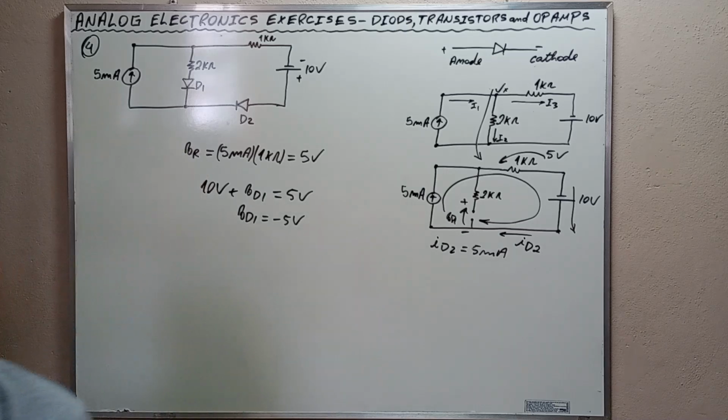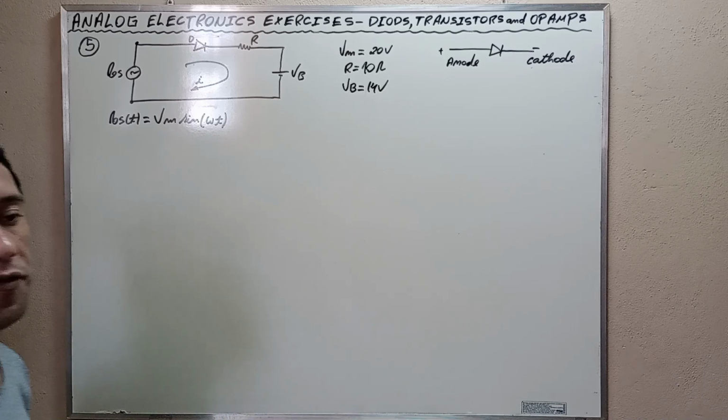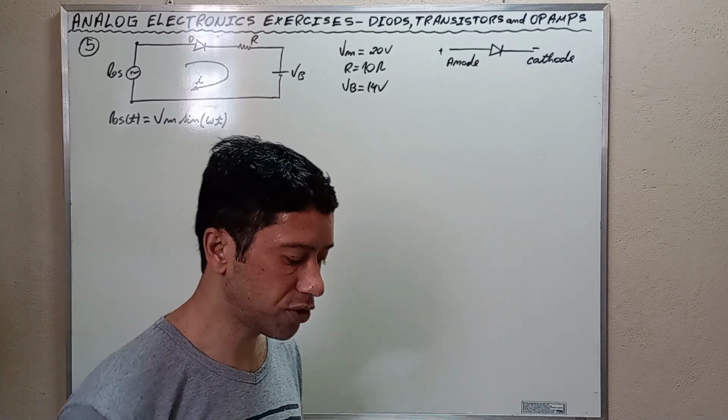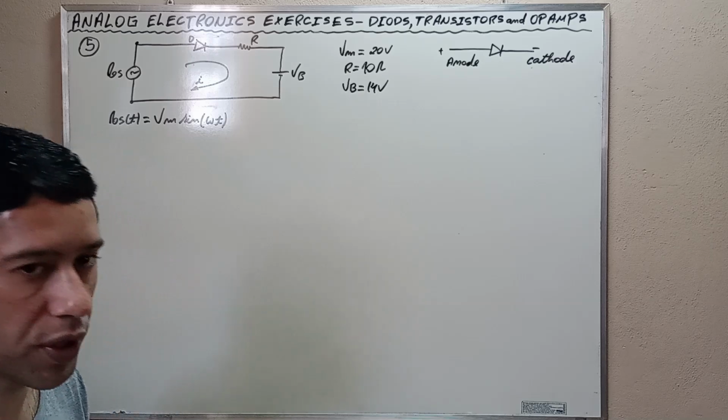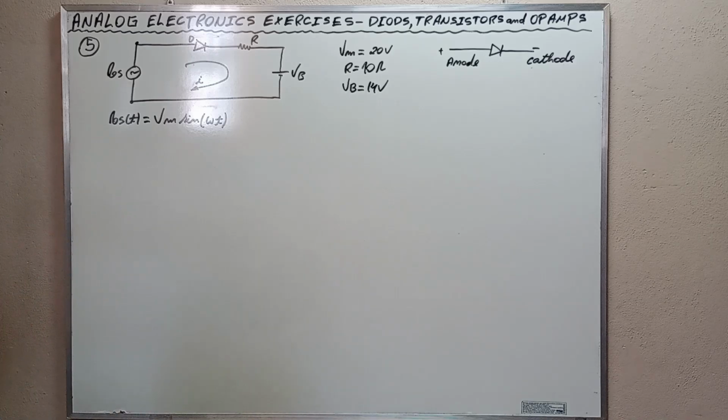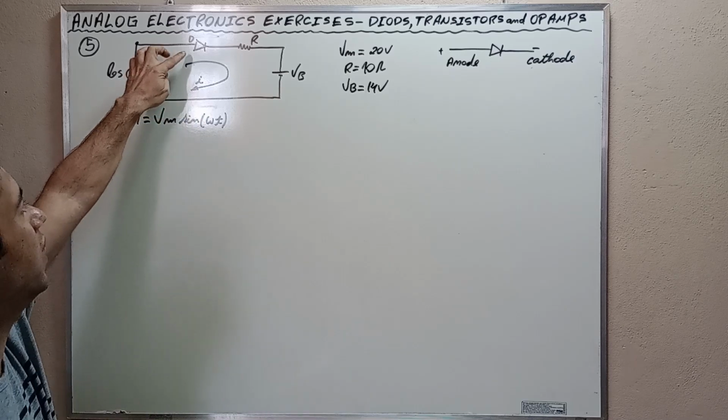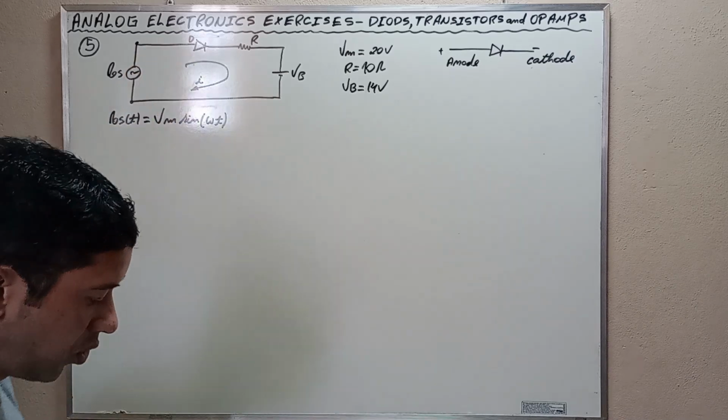Exercise number 5 now, my friends. Consider the battery charging circuit of this figure with Vm equal to 20 volts, R equal to 10 ohms, and Vb equal to 14 volts. Letter A, find the peak current assuming an ideal diode. Alright, my friends, we're going to assume that this diode here is ideal.